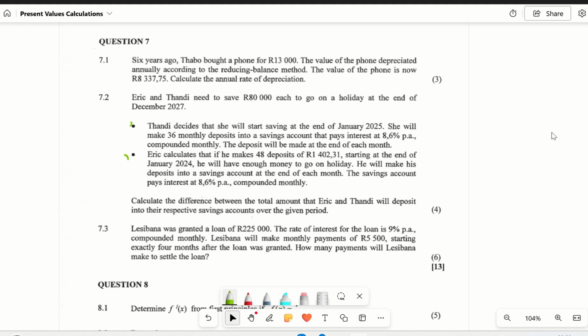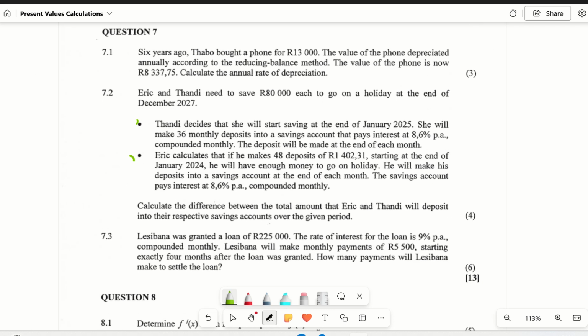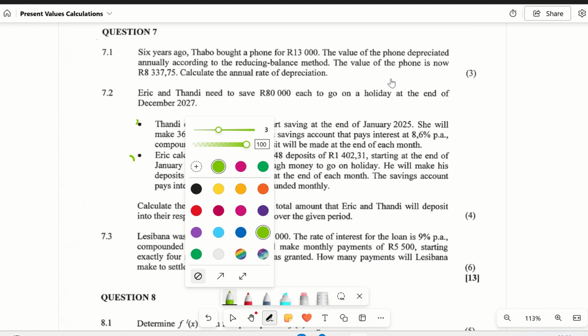Okay, time's up. Let's stop writing and work together. Okay, sharp, sharp. Let's go. 7.1. Let's read the statement to understand it.